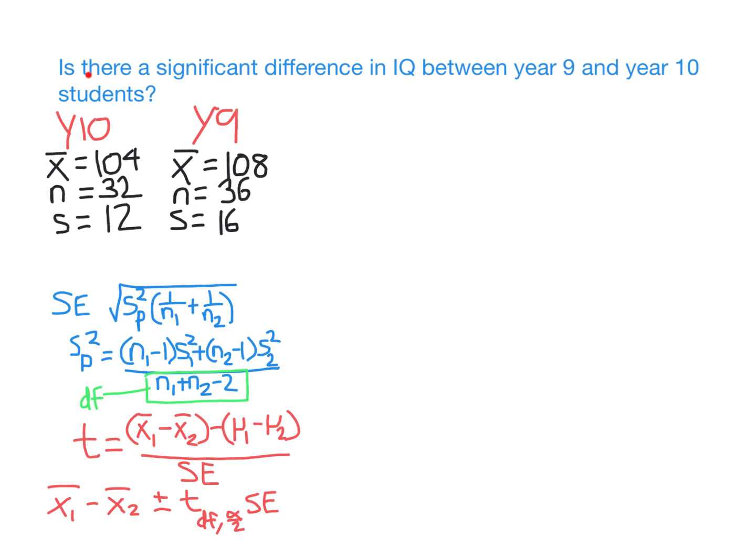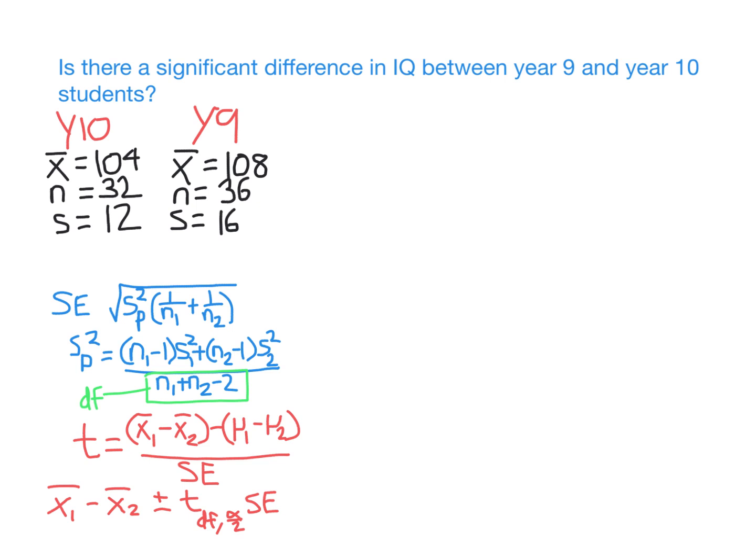So we're going to examine here, is there a significant difference in IQ between year 9 and year 10 students? So this is an independent samples t-test because year 9 students and year 10 are different. No one is in both. Now we can use this here because IQ is known to be normally distributed. So here I've generated some random statistics for each of our samples.